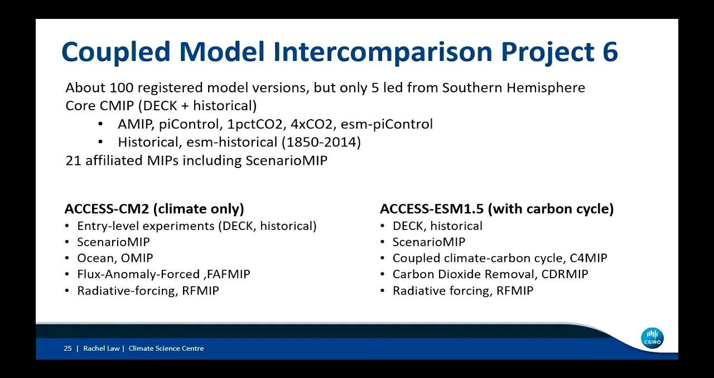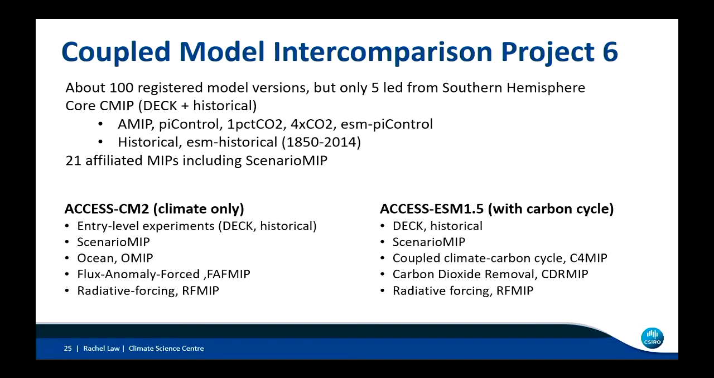We are participating in the Coupled Model Intercomparison Project Phase 6 with ACCESS. There are about 100 registered model versions for this phase. Only 5 of them are led from the Southern Hemisphere, and 2 of those are going to be the ACCESS ones. There's a whole range of experiments as part of CMIP6. So there's the core stuff.